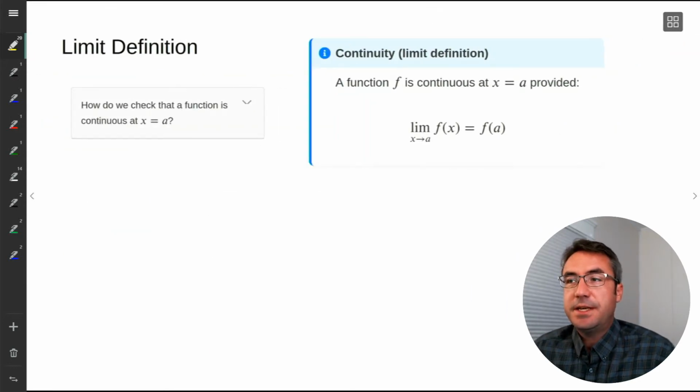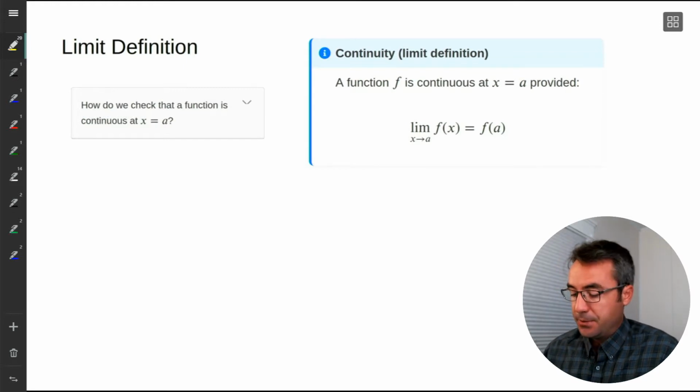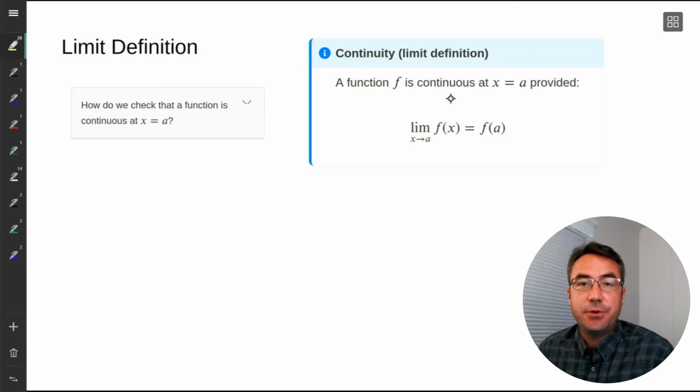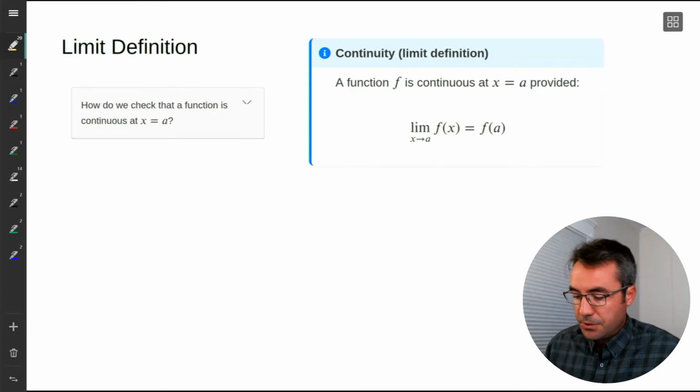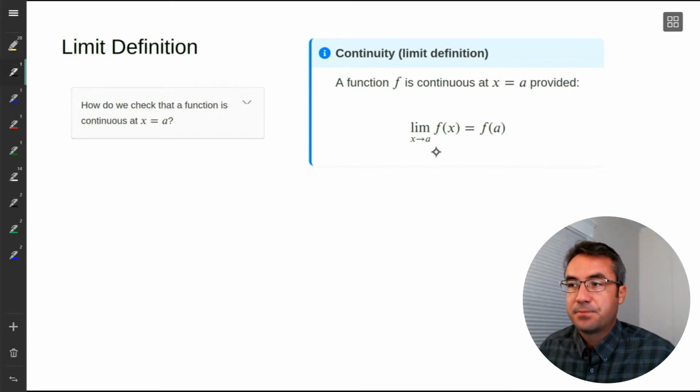So what is the limit definition of continuity? We say a function f is continuous at x equals a, provided the limit of the function as x approaches a is actually equal to the function value directly at x equals a. So there's a few things going on here. Let's first talk about just the left side of this equation, the limit.